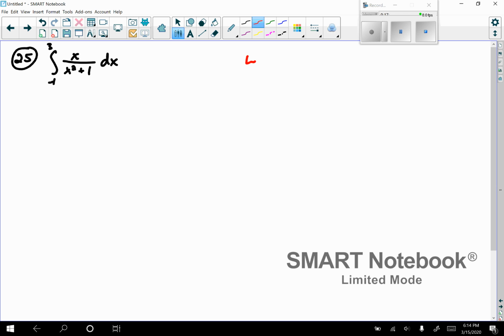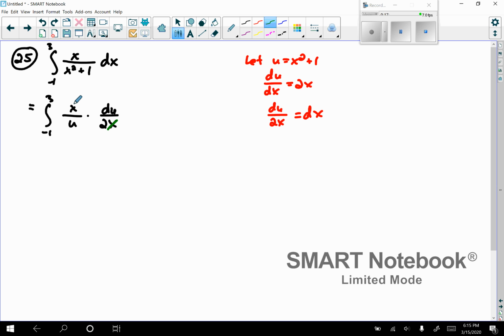So we're going to let u equal x squared plus 1. du over dx is going to equal 2x. So du over 2x is going to equal dx. So substituting in here, the integral from -1 to 3 of x over u times du over 2x. These x's now divide out. I could put the 1/2 on the outside, and I get 1 over u du.